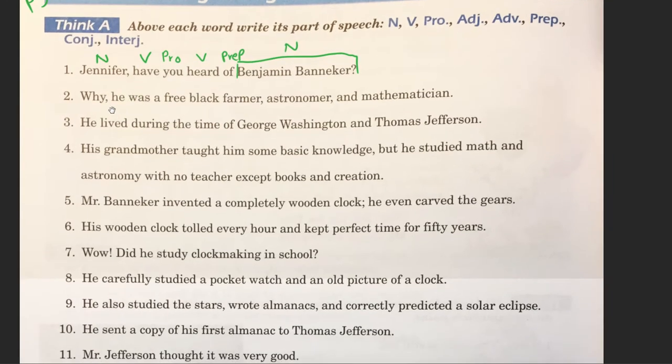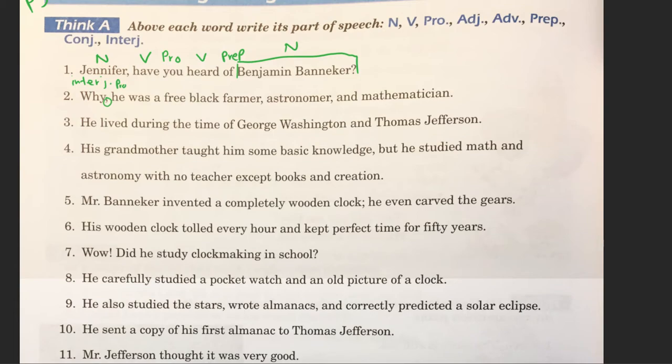Let's do number 2 together. Why? He was a free black farmer, astronomer, and mathematician. So why is an interjection. So remember, interjections are words that show a sudden emotion. It could be strong or mild, and it's usually followed by a comma or exclamation mark, right? So why? He is a pronoun.